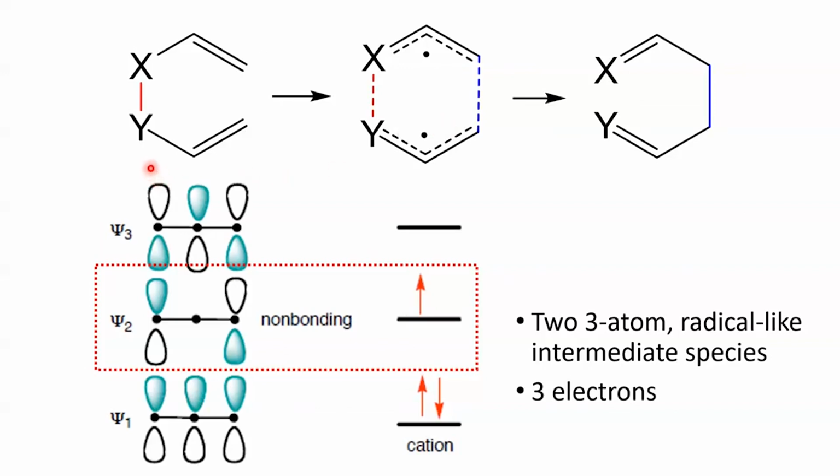So in terms of the reaction itself, we have two linked olefins joined by these two atoms X and Y. The bond between them is highlighted in red, showing that this is the bond that's going to break. So when we apply energy to this molecule, we enter this transition state, which is pericyclic in nature.